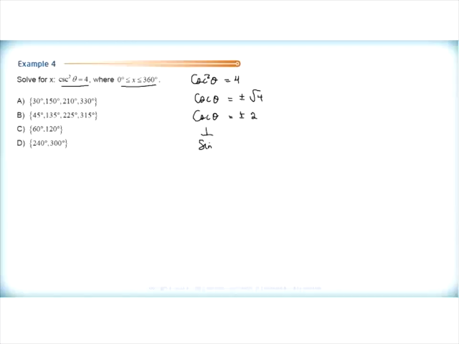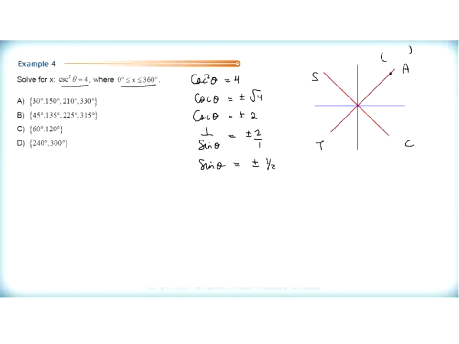Cosecant is 1 over sine. So 1 over sine is equal to plus or minus 2. If I take the reciprocal of both sides, I get sine theta equals plus or minus 1/2. Now I need to consider where sine is both positive 1/2 and negative 1/2. So if you think about that using the CAS rule, sine is positive in 2 quadrants and is negative in 2 quadrants. So I actually have terminal arms in all 4 quadrants here. So I'll just draw terminal arms in all 4 quadrants. Doesn't matter where I draw them.